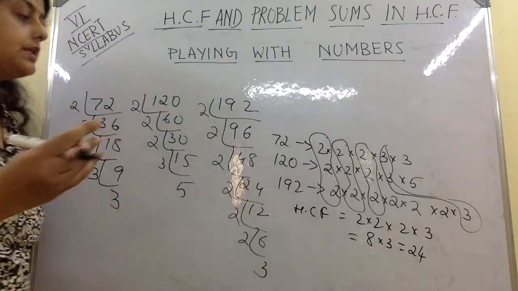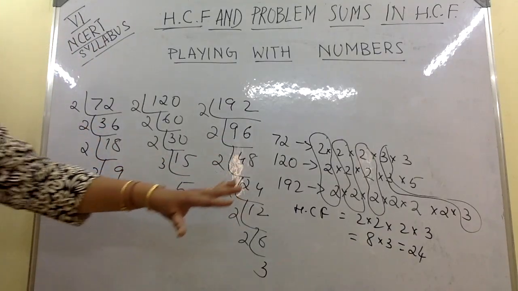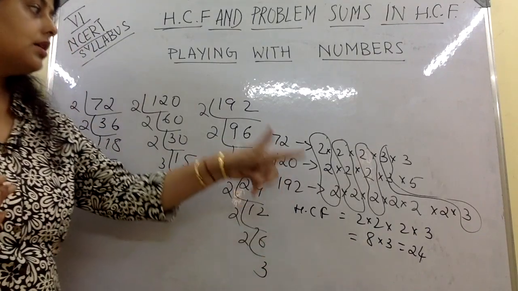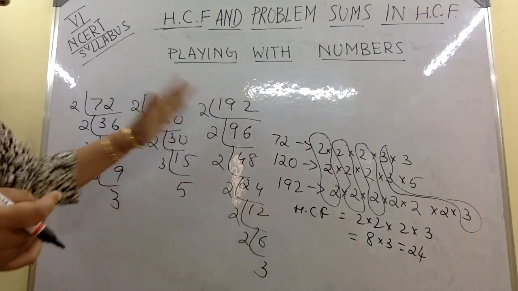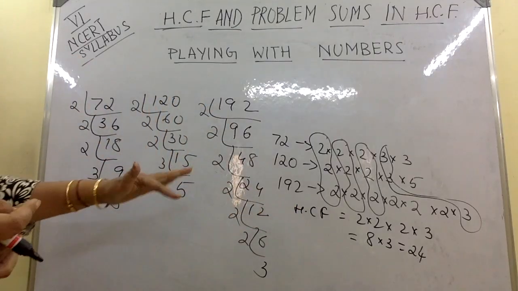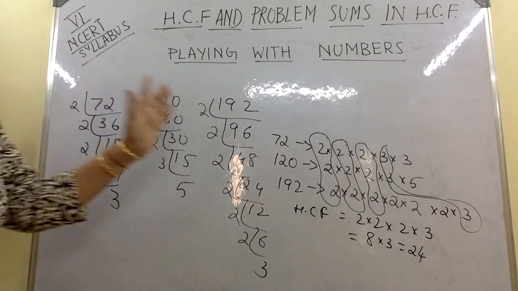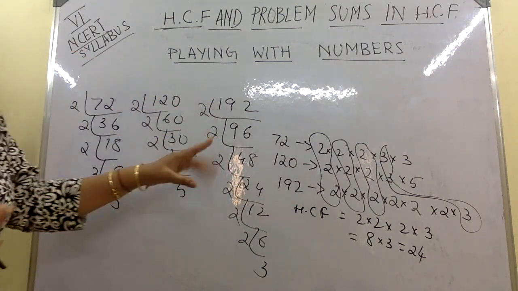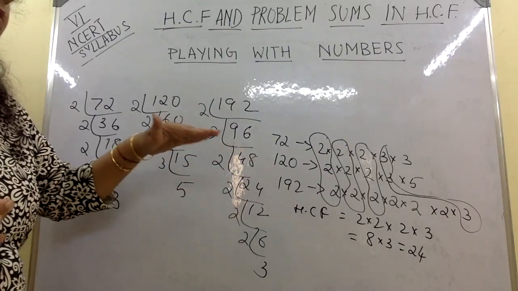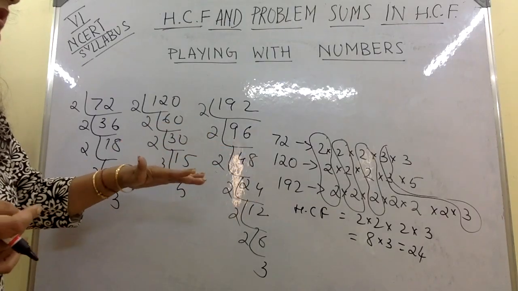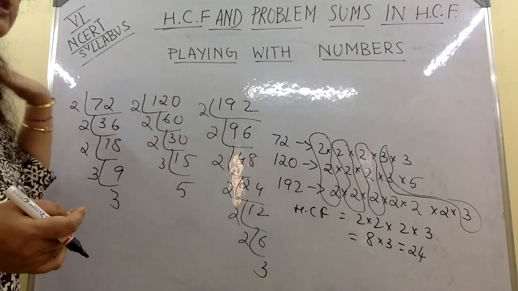So 24 is the HCF, highest common factor for these 3 numbers. What it means is these numbers will be divisible by many numbers. Okay, a whole lot of numbers can divide this. But the thing is 24 is the highest number, the biggest number which divides all of these 3.